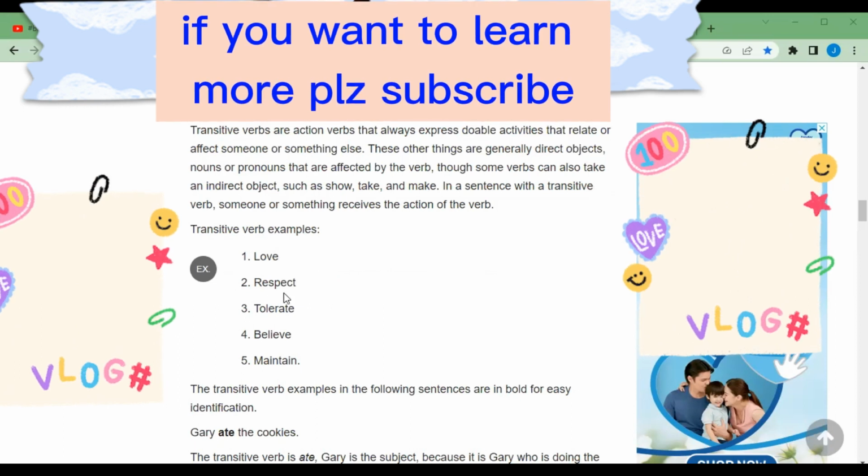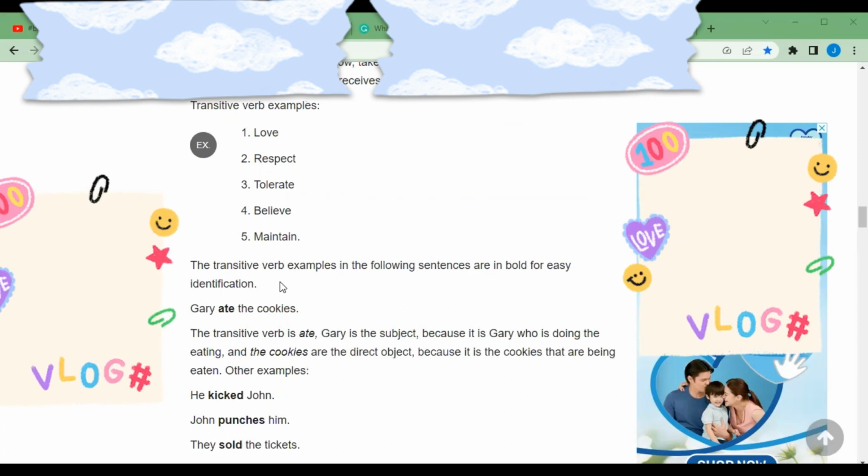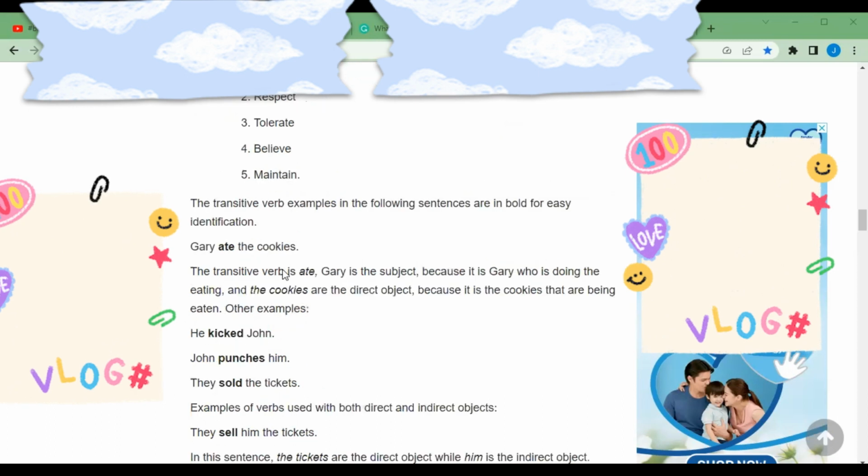We have love, respect, tolerate, believe, maintain. The transitive verb examples in the following sentences are in bold for easy identification. For this one: Gary ate the cookies. The transitive verb is ate. Gary is the subject because it is Gary who is doing the eating. And the cookies are the direct object, because it is the cookies that are being eaten.